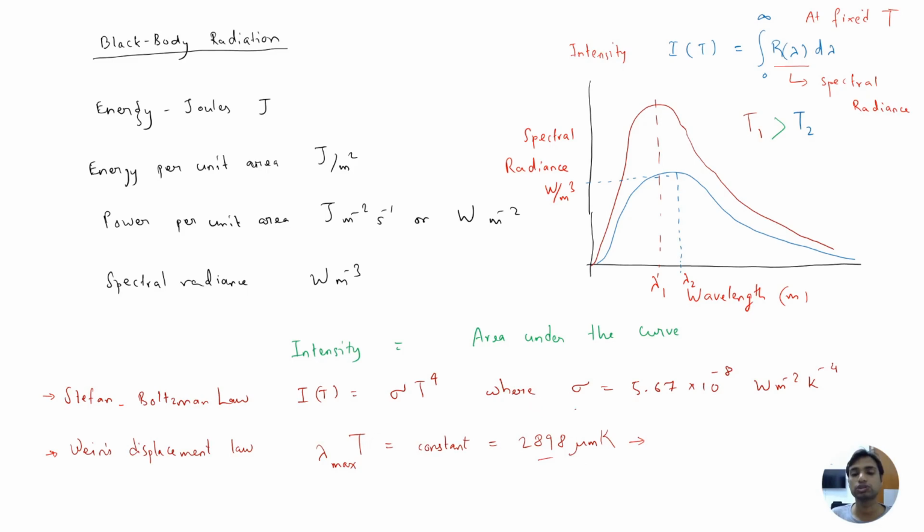These are the constants. Sigma is the Stefan-Boltzmann constant, which is 5.67 into 10 to the power minus 8 watt per meter square per Kelvin 4, and this is 2898 micrometer Kelvin. So that means this temperature has to be expressed in Kelvin.